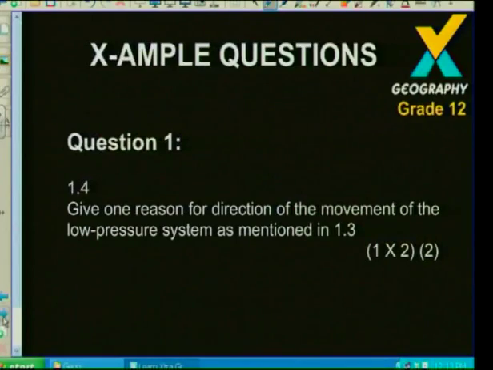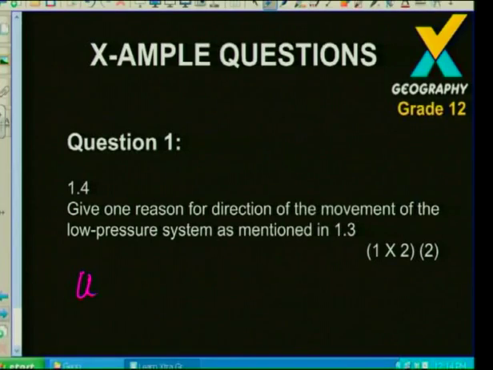Give one reason for the direction of movement of the low pressure system as mentioned in 1.3. And again, we've done it. We've spoken about it's part of the westerly wind band. All right? A westerly wind system, etc. So the westerly wind system, and that is why it moves from west to east. If you remember, we discussed that in the last lesson that we did, or session that we did. Okay? Let's look at the next one.